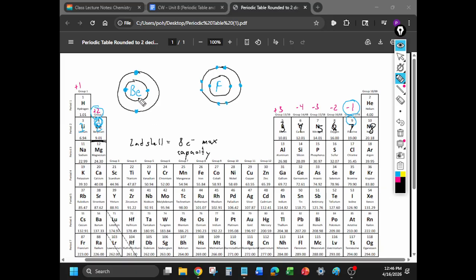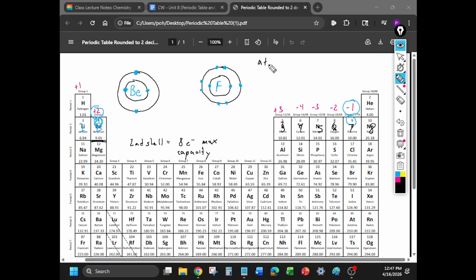But if you take a look at beryllium and fluorine, do they have a complete valence shell? No, right? This one only has 2, even though it can hold 8. This one has 7, even though it can hold 8. And so they have incomplete valence shells. And the thing about incomplete valence shells is that it makes the atom unstable. So the reason why elements become their most common ions is because they want to have complete valence shells.